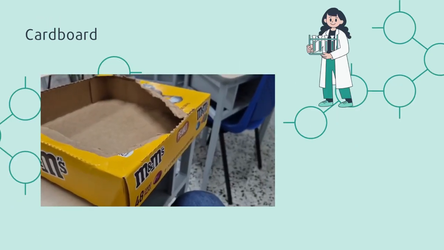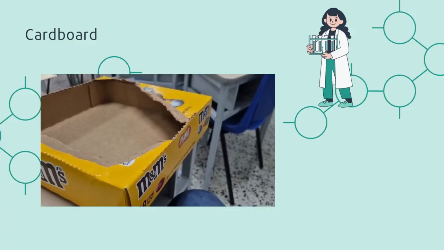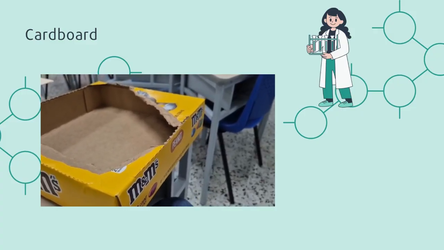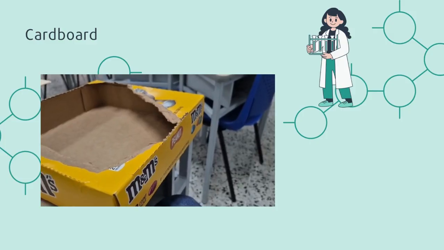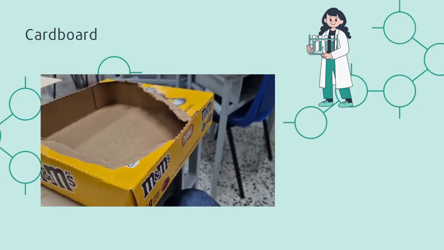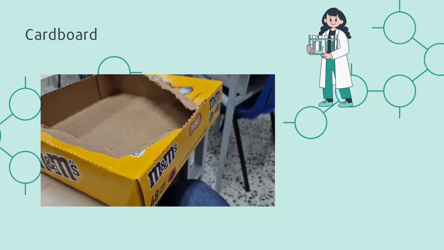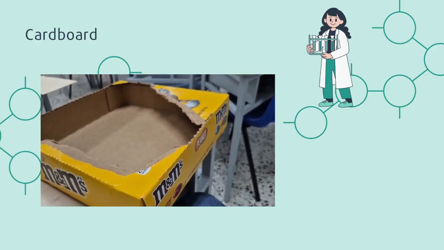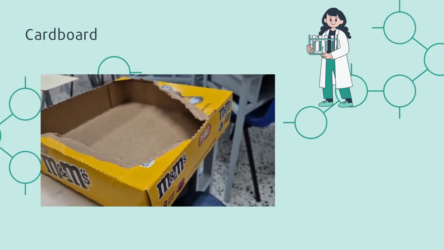Next up is cardboard. The main organic compound in cardboard is cellulose, a long-chain polymer made of glucose units. Its IUPAC name is poly(1,4)-β-D-glucopyranose, a molecule made mainly of glucose molecules linked together.